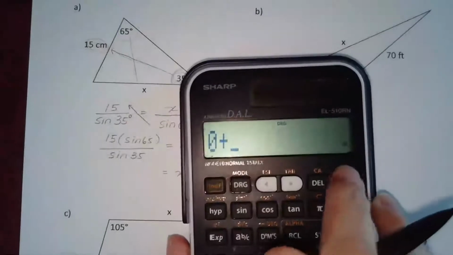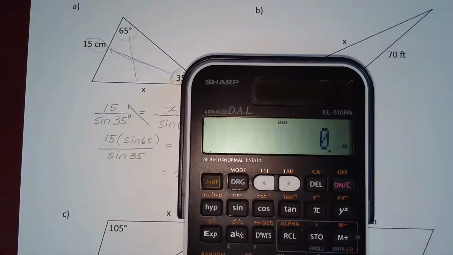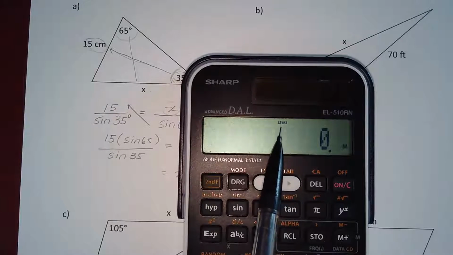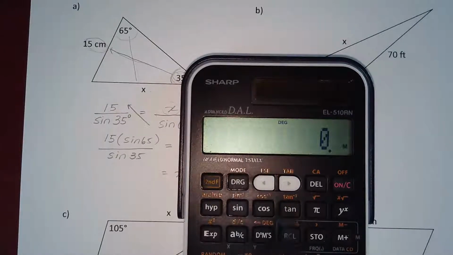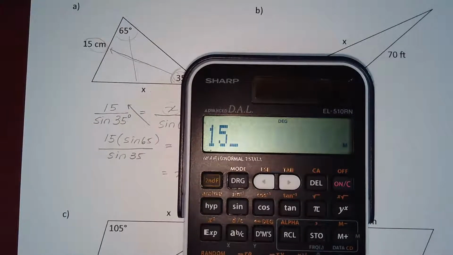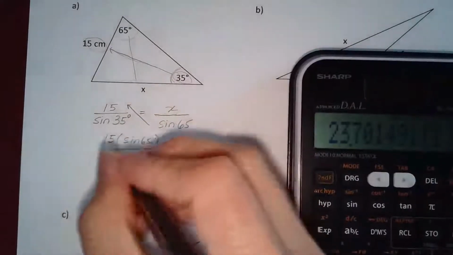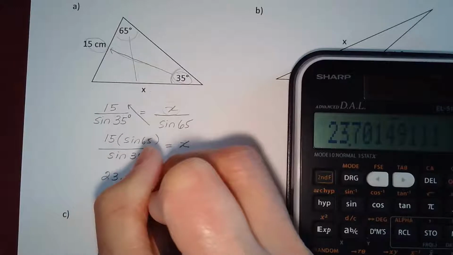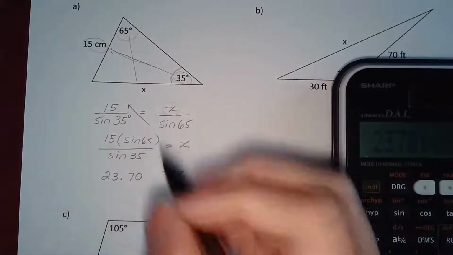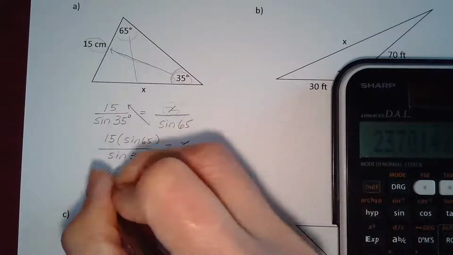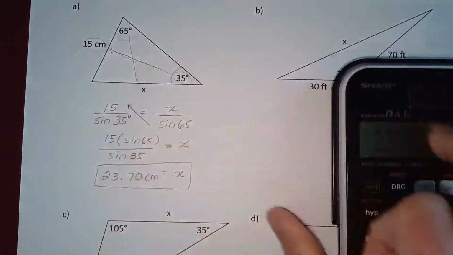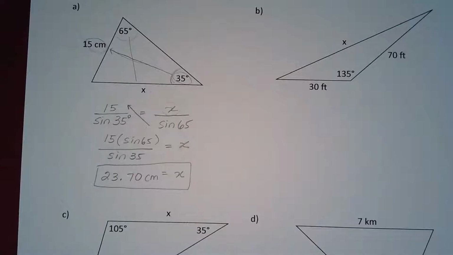Okay, so I always have to check before I get started that my calculator says degree, because we want to make sure it says degree. Mine is okay. So I can go 15 times sine 65 divided by sine 35. So 23.70. No, not degrees. Whatever the unit is, centimeters. Okay, so that one is not so bad.